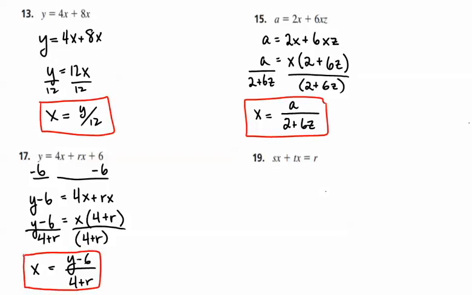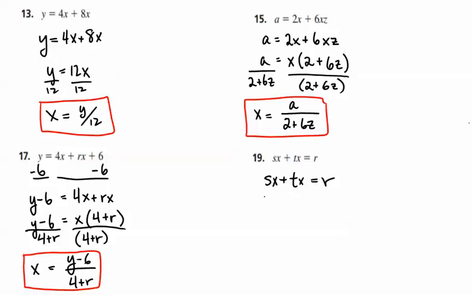And again, this is a skill that's going to be used a lot in algebra when you're solving for a particular variable, solving a literal equation for a particular variable, isolating that variable on one side of the equal sign. Okay, we'll come to the last example here. Again, our goal is to solve for x. So we start with s times x plus t times x equals r.